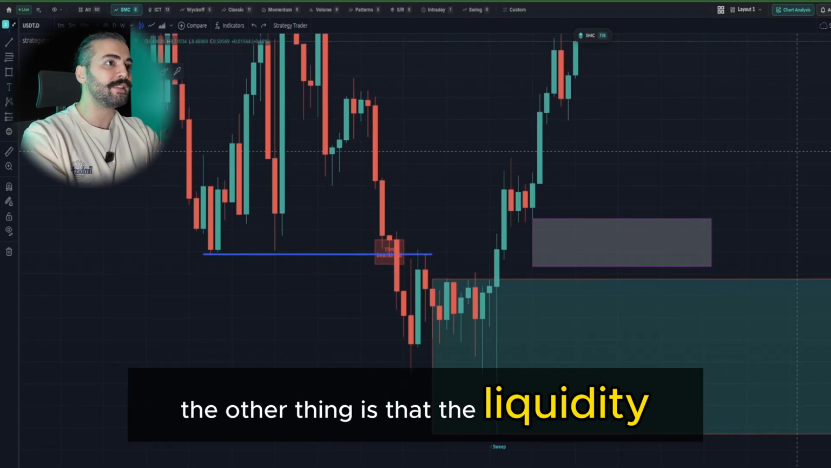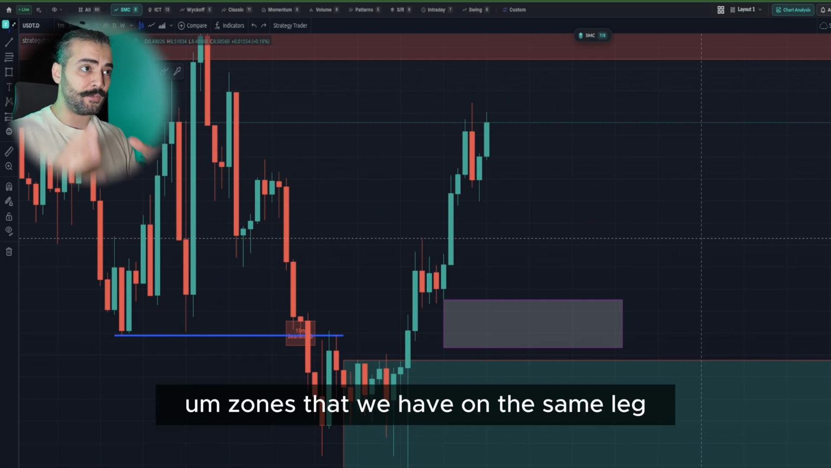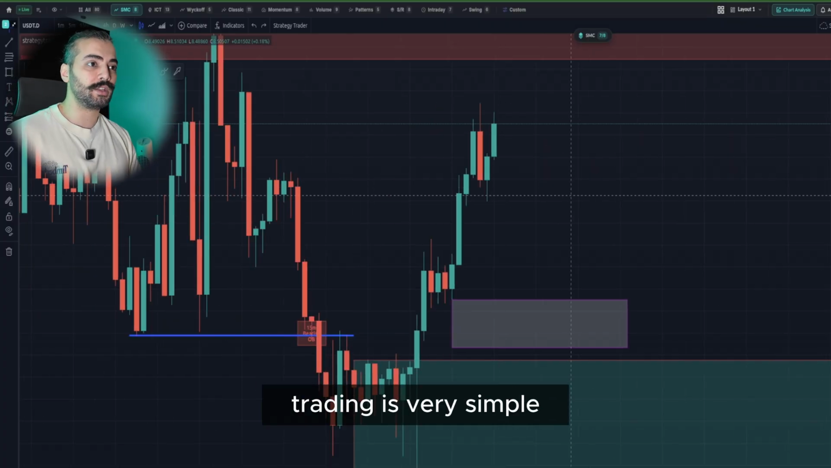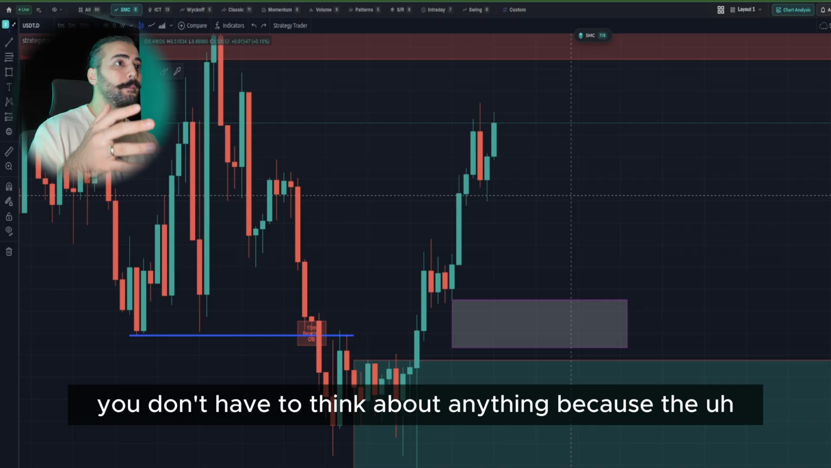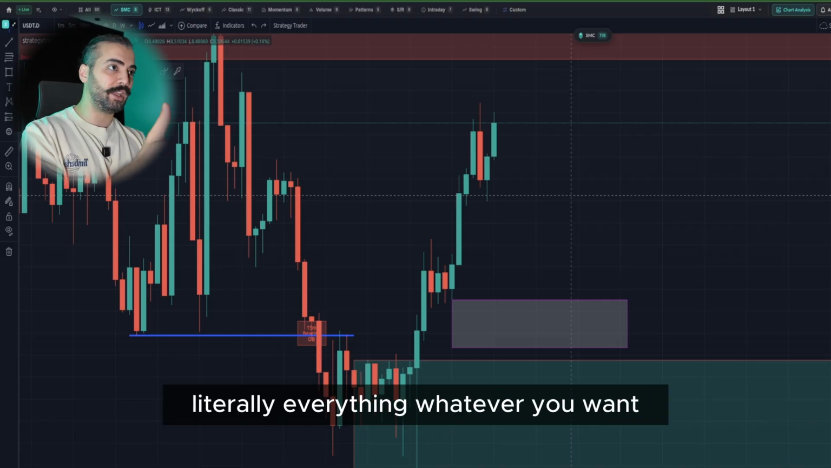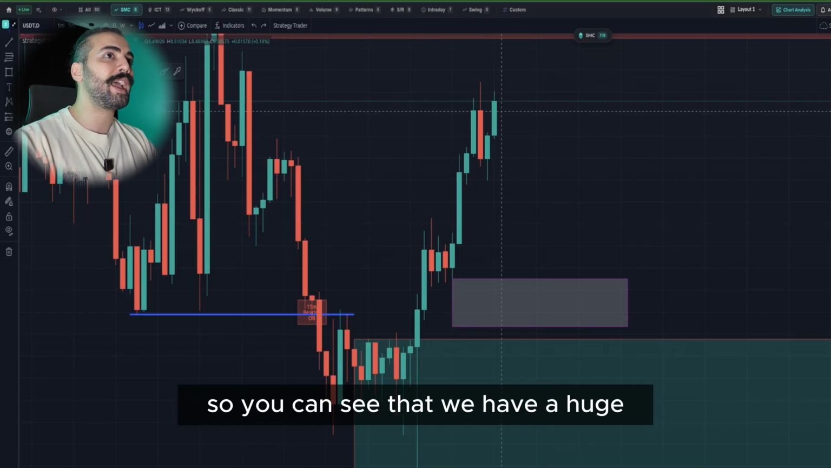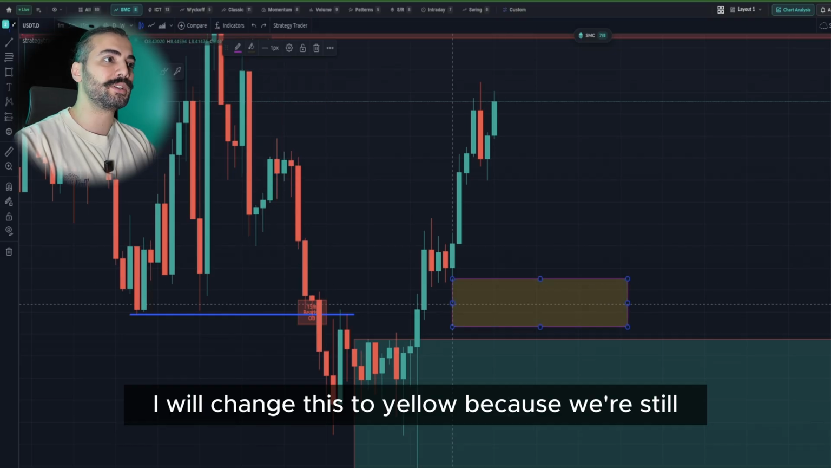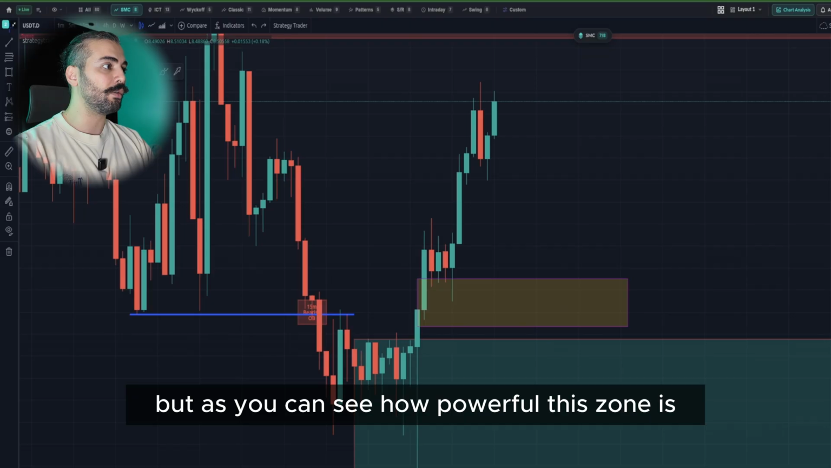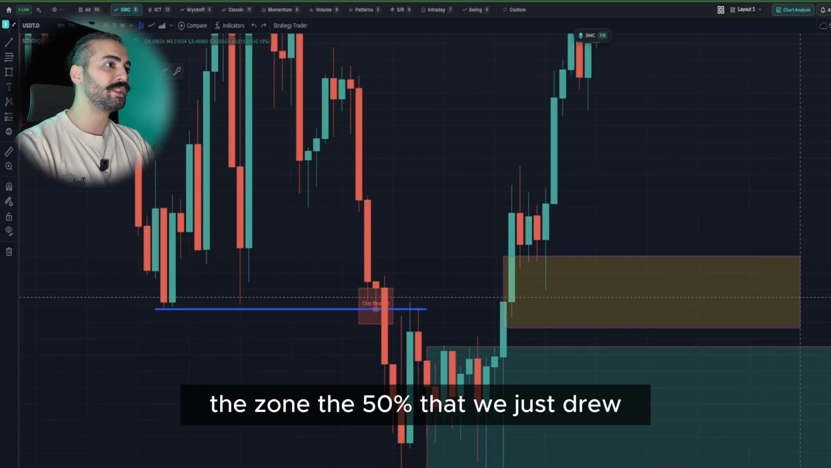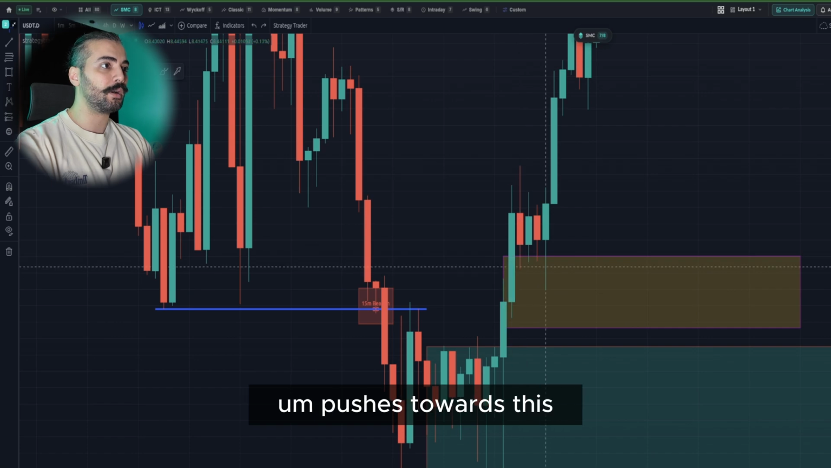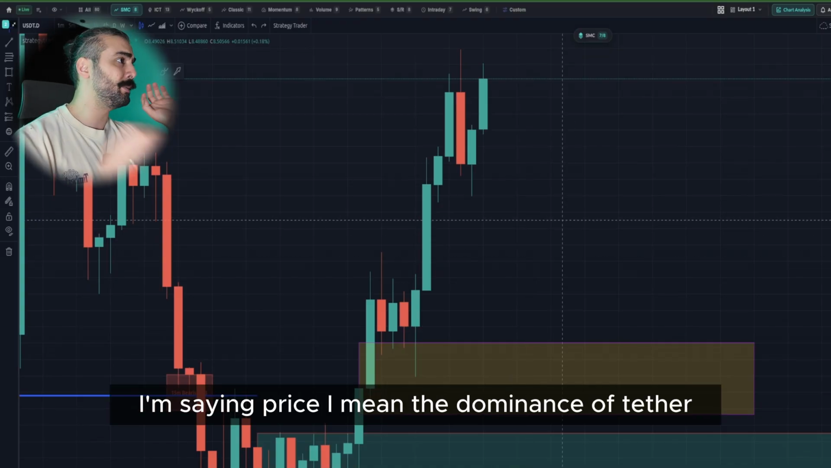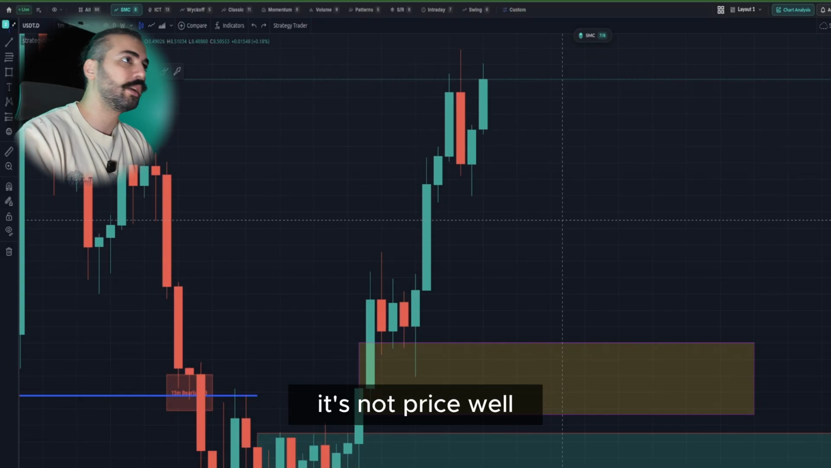This is the first part that we're going to look at. The other thing is the liquidity zones that we have on the same leg, okay? Right now, as I said, the entire trading is very simple. You don't have to think about anything because the history of the chart is showing you literally everything. I will change this to yellow, but as you can see how powerful this zone is, the 50% that we just drew. We had a few pushes towards this, and it pushed the price all the way up to the top. I'm saying price, I mean the dominance of Tether.